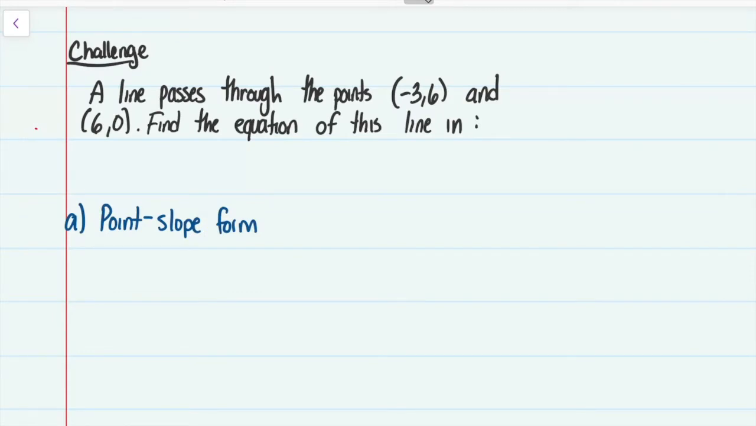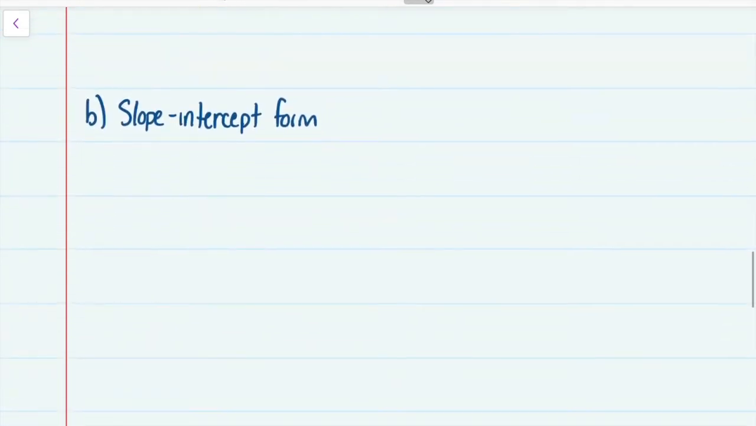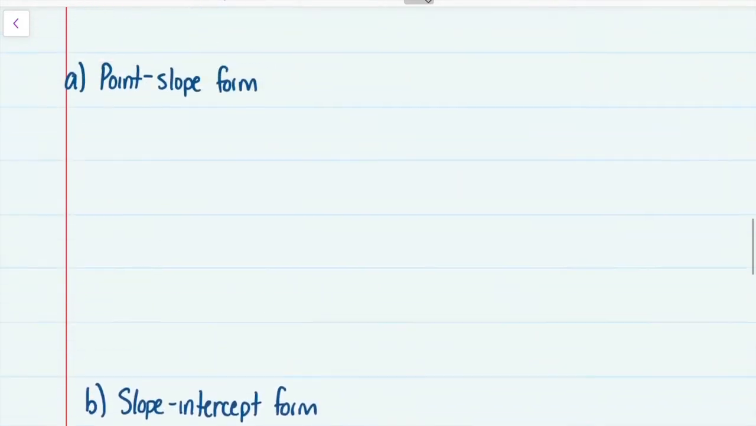Well, this video is going to be kind of long because we're going to be working on 3 different problems or versions because they gave us 2 points. And what we're going to do with these 2 points is we're going to write an equation in point slope form, also in slope intercept, and finally in standard form. So we're going to do all 3 in one.